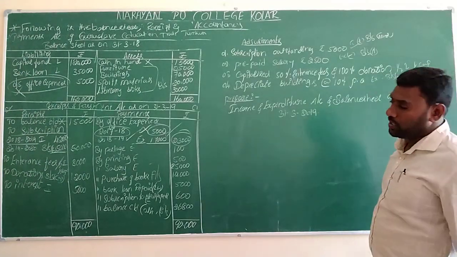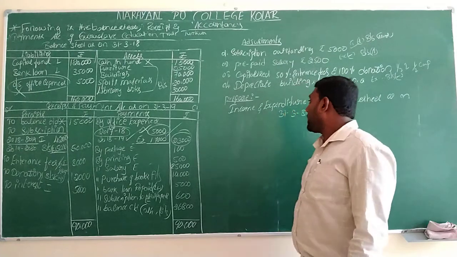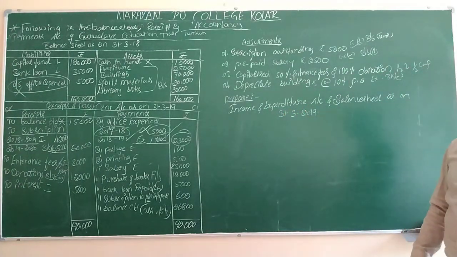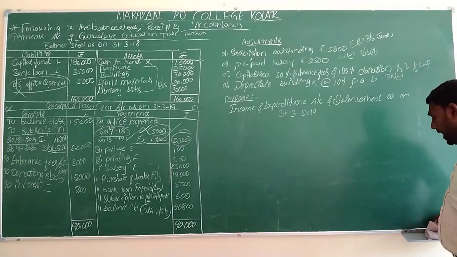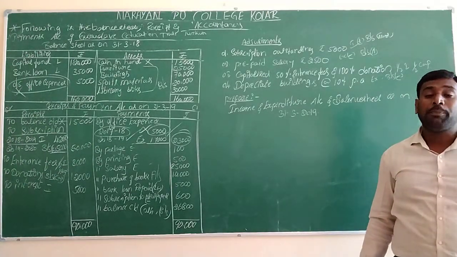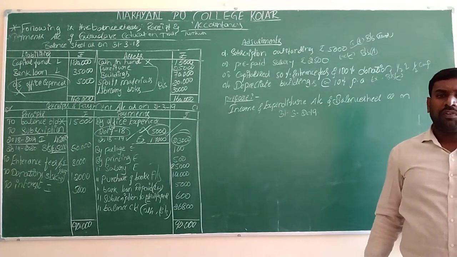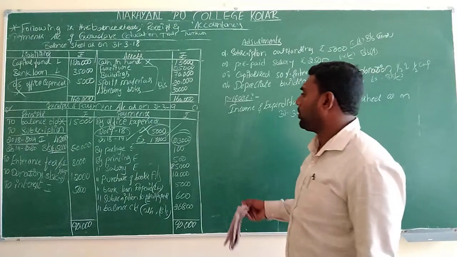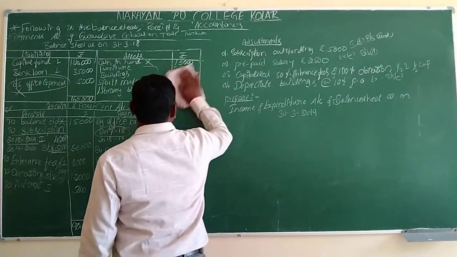So with the help of this information, prepare the income and expenditure account and balance sheet as of 31st March 2019. So 2019 is the present year. For this year we have to prepare the final accounts of a non-profit organization. We have to draw the columns of accounting for non-profit organizations.